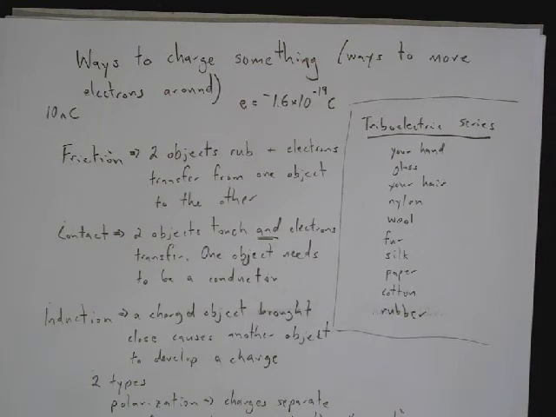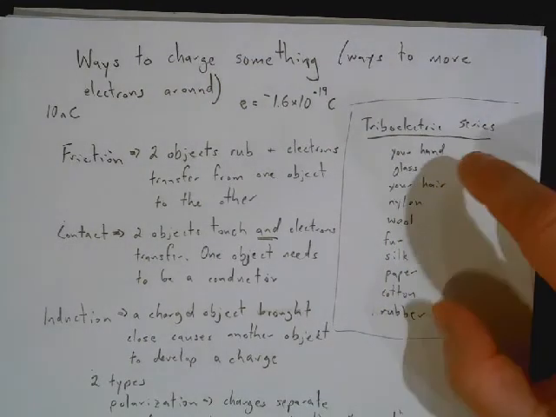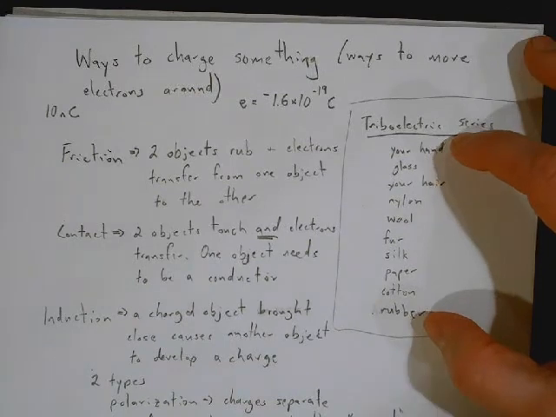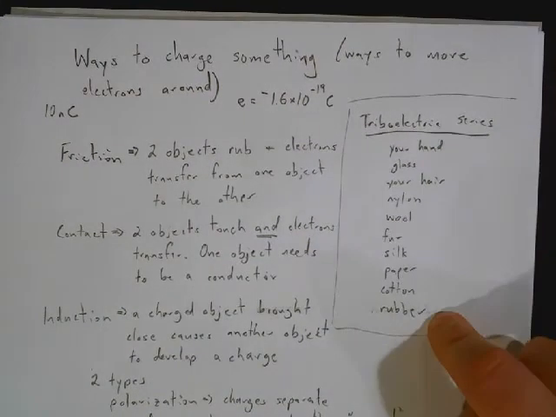Well, certain materials tend to give up the electrons more. Certain materials tend to grab the electrons more. This is called the Triboelectric Series. You don't have to know that, but this is how it happens. Anything higher up is going to tend to give up electrons. Anything lower down is going to tend to gain electrons.